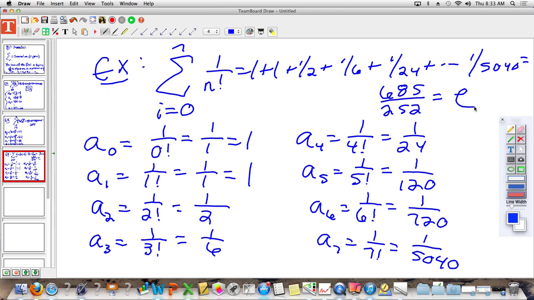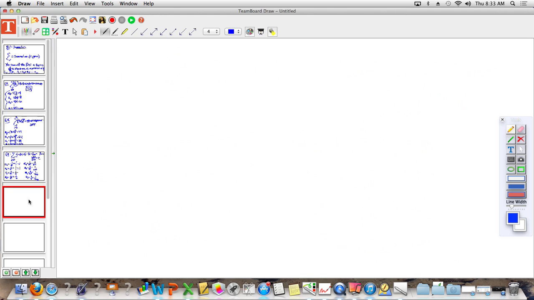Two more examples. But we are not going to just find a sum this time. We are going to find what we call a partial sum. So find the fourth partial sum.